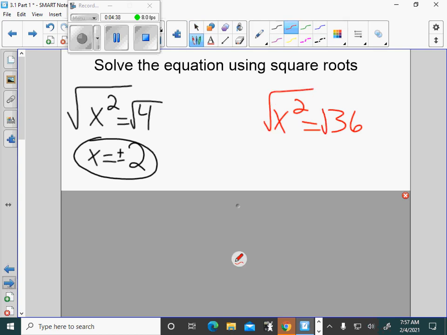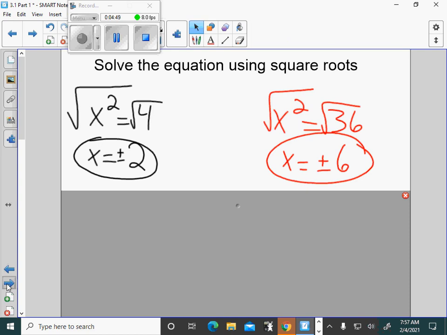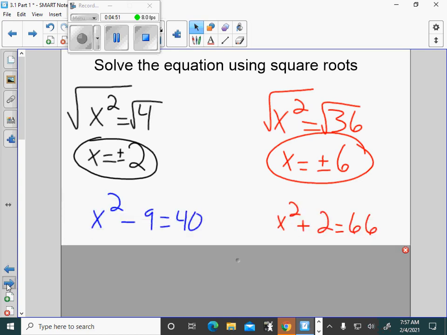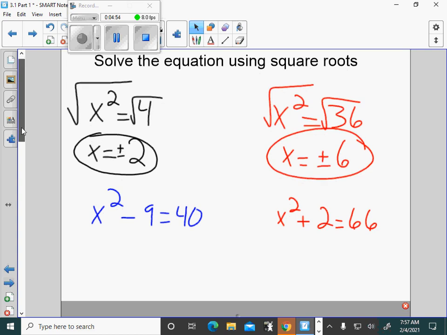How about this one? If we take the square root of x squared, it's just x. If we take the square root of 36, it is positive or negative 6. Let's try these down here.